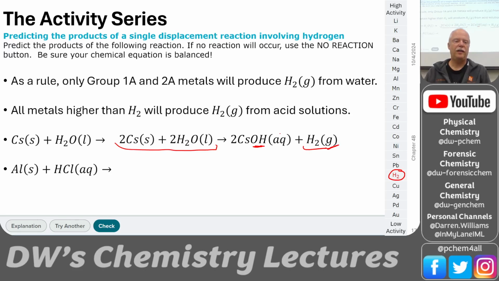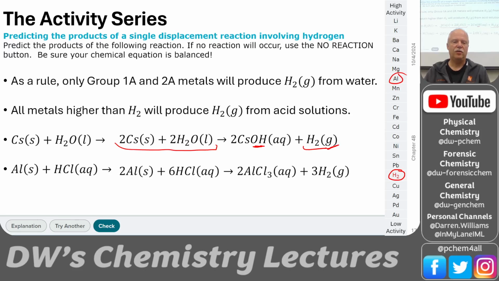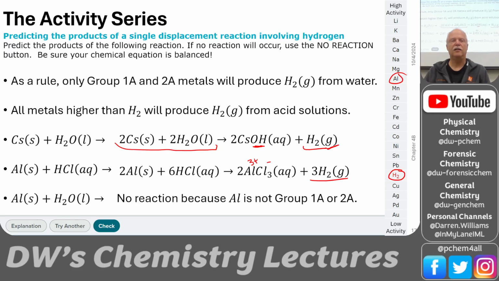Here's aluminum and HCl. That's metals higher than H2, and here's aluminum up here. It's higher than H2, and so it's going to produce H2 from acid solutions. So aluminum plus HCl will produce hydrogen gas. Then you got to figure out how to balance it out. It's going to be Al3+ and 3 Cl-. That's going to be the reaction of the aluminum and hydrochloric acid. Then we have aluminum plus water, no reaction, because aluminum is not group 1A or 2A.